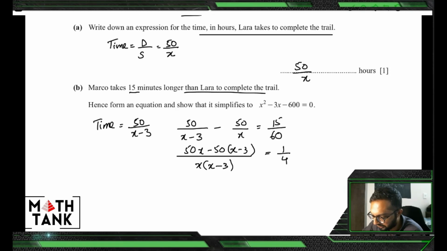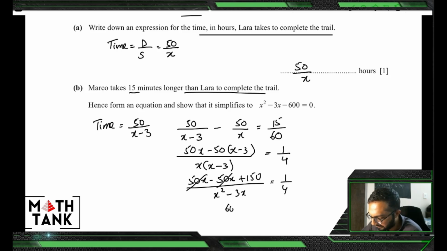Okay, I've reduced that. It's 1/4. So 50x minus 50x plus 150 over x squared minus 3x equals 1/4. So 4 times 150 is 600. Cross multiplied x squared minus 3x. So 0 equals x squared minus 3x minus 600.